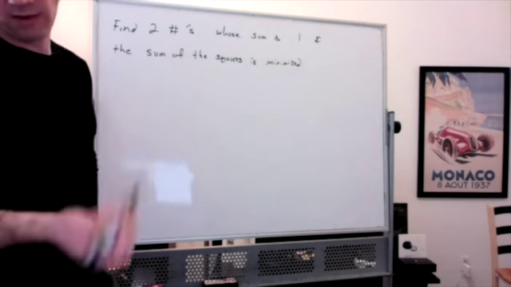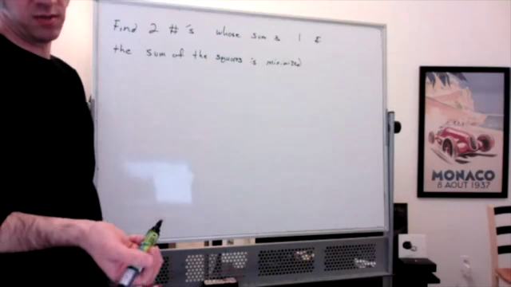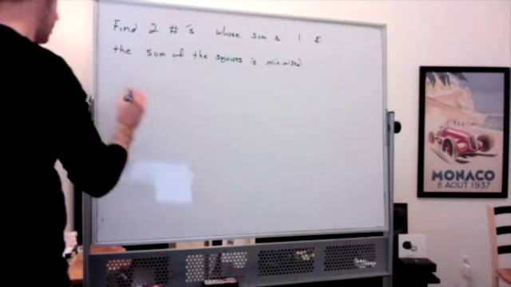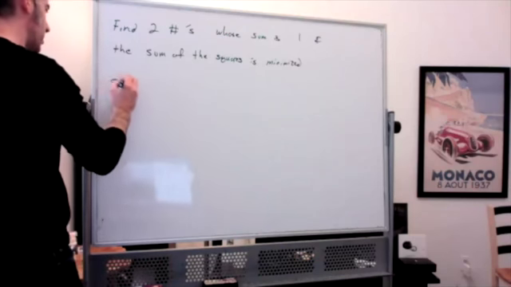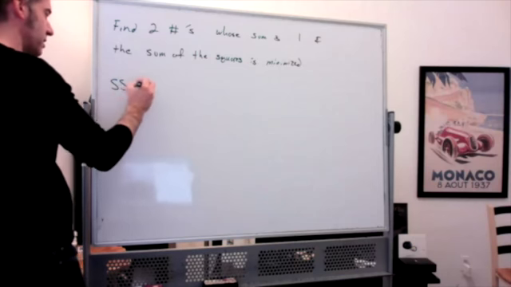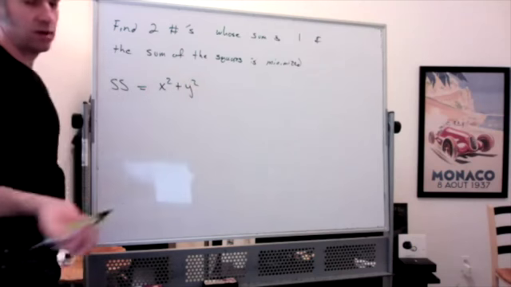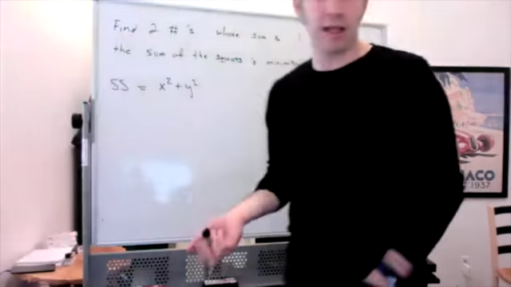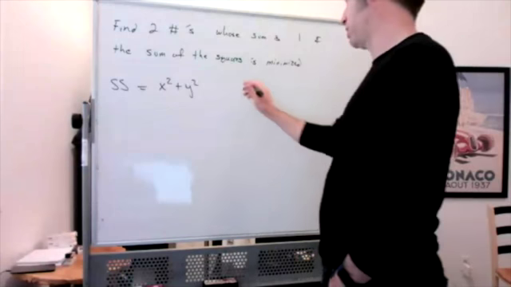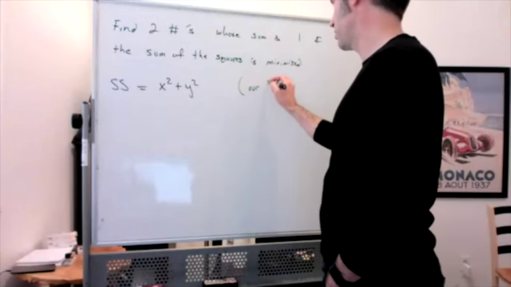So, and then they even give us what that is. Note the sum of the squares is given by, and they've written it this way: the sum of the squares, SS, is equal to x squared plus y squared. So clearly what is being implied here is that we are calling the numbers x and y. So our numbers are x and y.